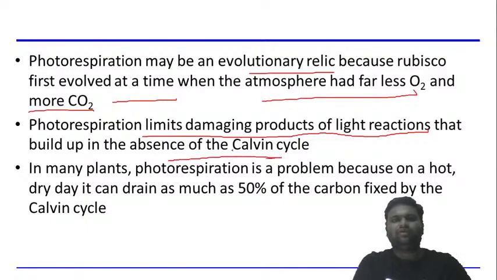In many plants, photorespiration is a problem because on a hot, dry day it can drain as much as 50% of the carbon fixed by the Calvin cycle.